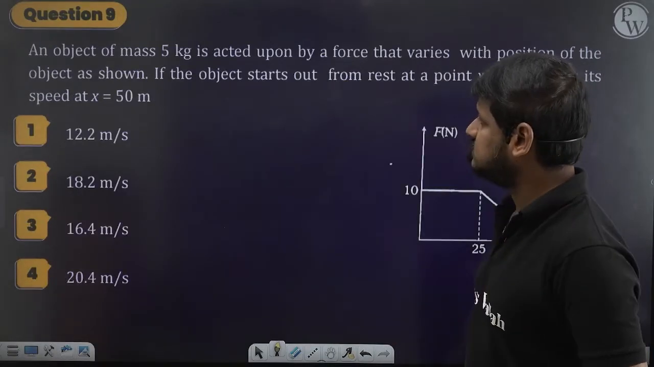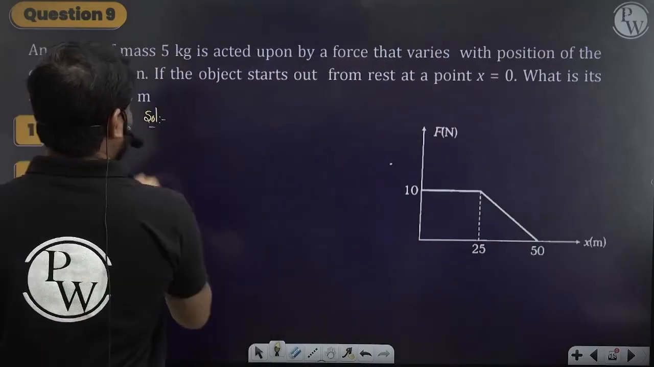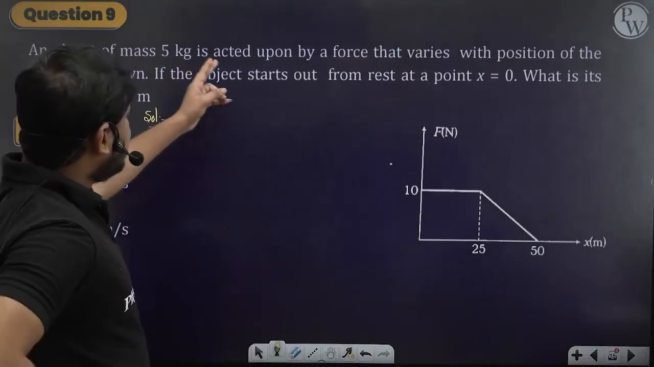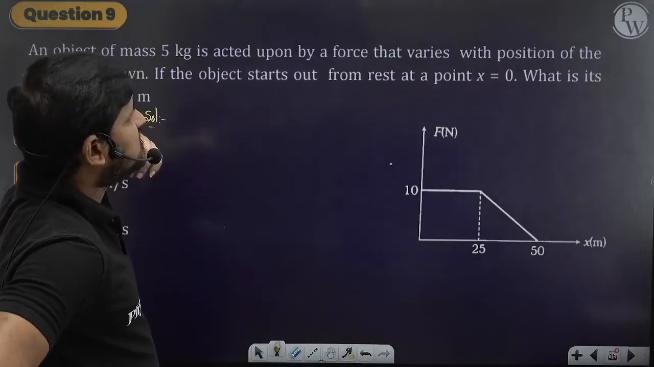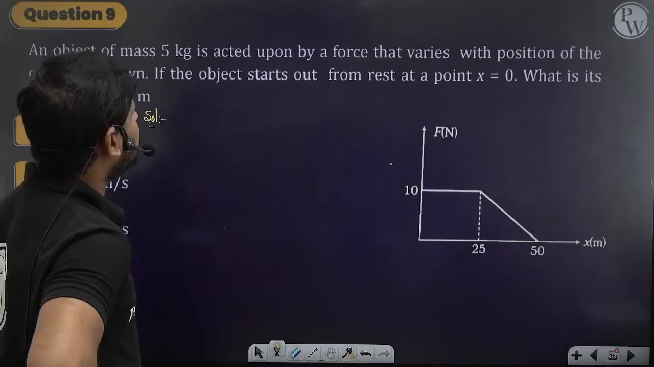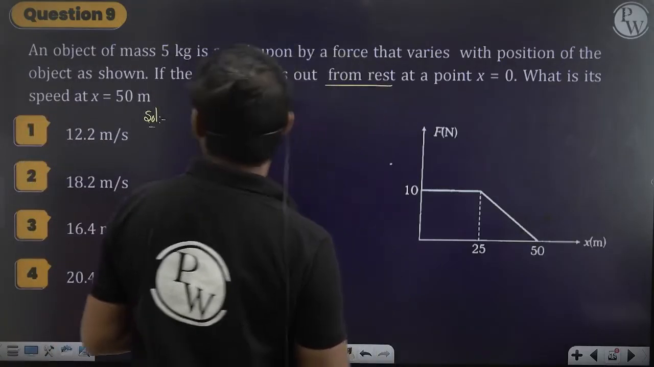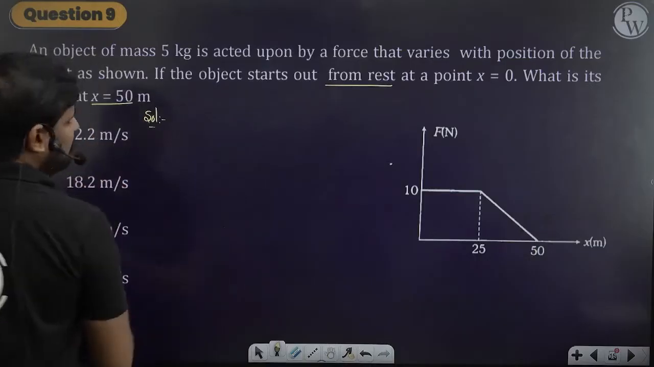Simple questions. So let's go for the next question. What does the question say? An object of 5 kg is acted upon by a force that varies with the position of the object. If the object starts out from rest, at x equals 0, what is the speed at x equals 50 meters?